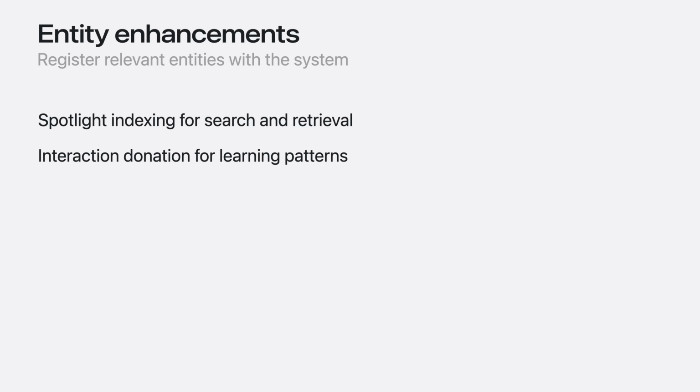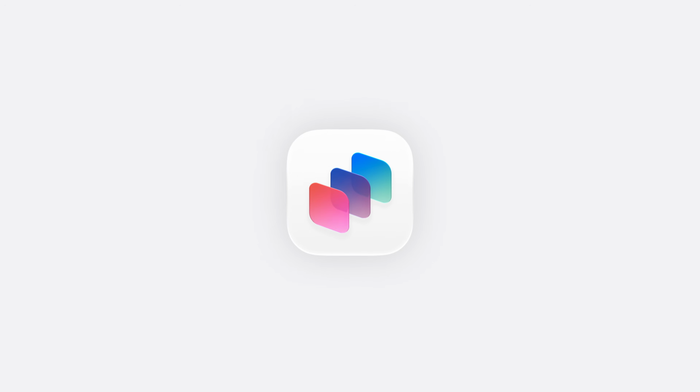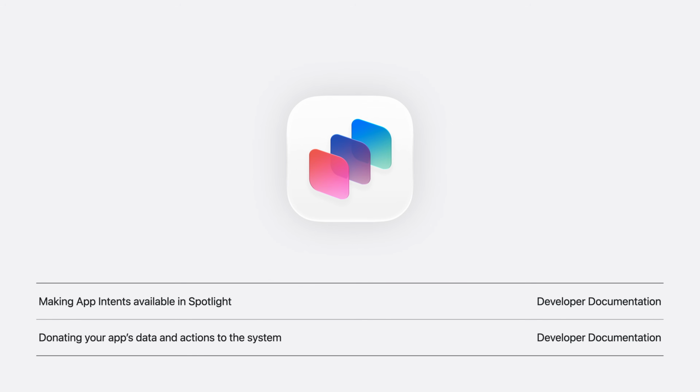Use interaction donation to teach Siri and the system how people use your app, so you can identify patterns and suggest actions people may want to repeat. And use relevant entities to hint to the system which content is relevant in specific situations, so the system can suggest it at the right moment. For more on these topics, check out our new documentation on Spotlight and interaction donation.